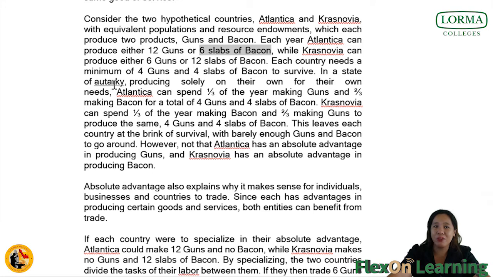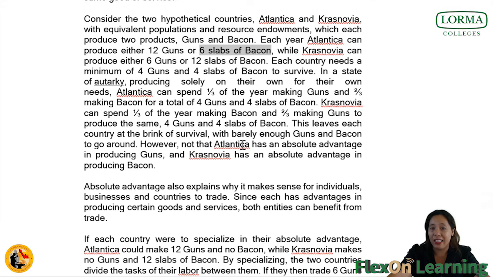So, in a state of autarky, producing solely on their own for their own needs, Atlantica can spend 1/3 of the year making guns and 2/3 making bacon for a total of 4 guns and 4 slabs of bacon. Krasnovia can spend 1/3 of the year making bacon and 2/3 making guns to produce the same 4 guns and 4 slabs of bacon. This leaves each country at the brink of survival with barely enough guns and bacon to go around.